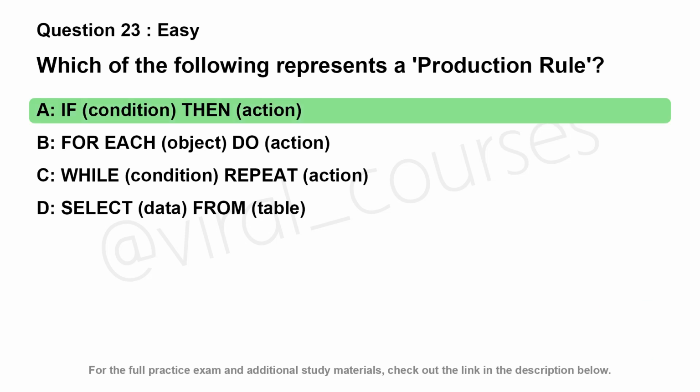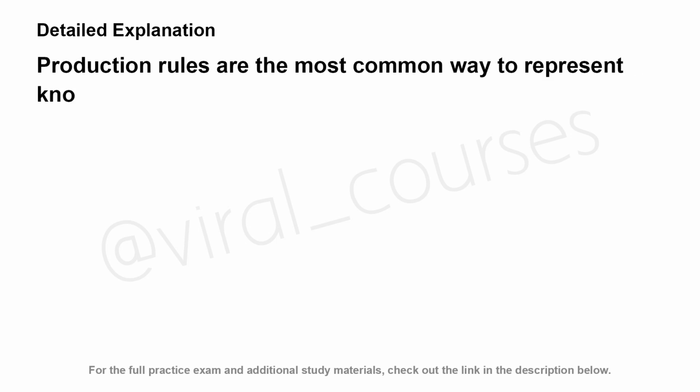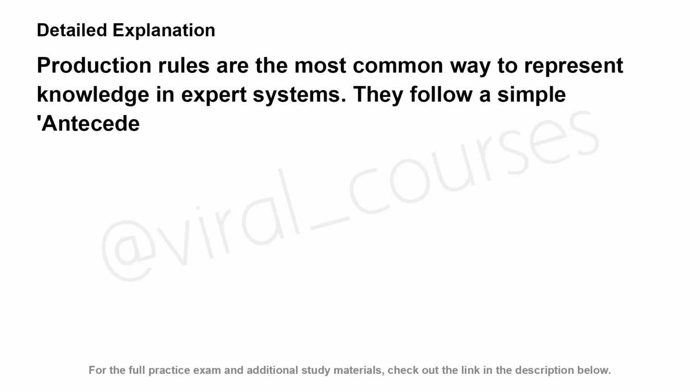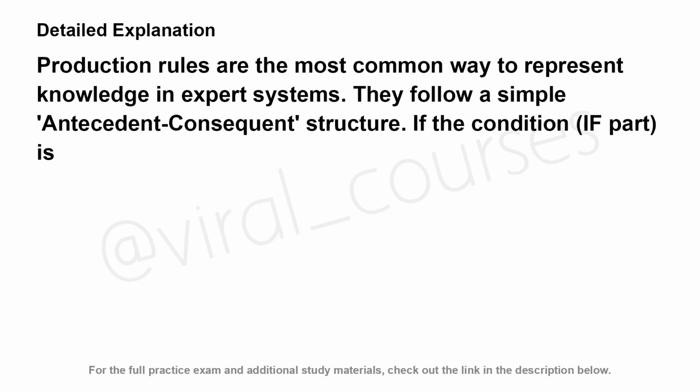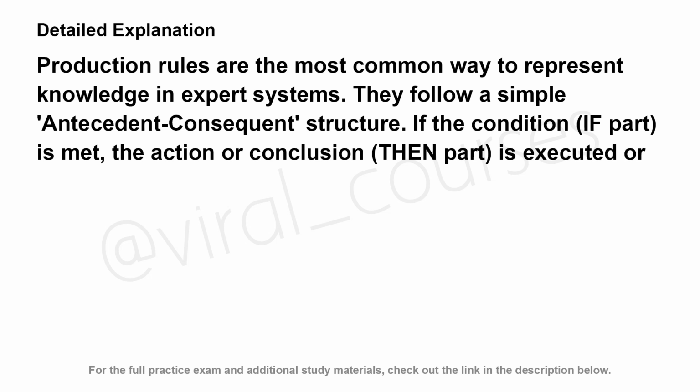The correct answer is A. Production rules are the most common way to represent knowledge in expert systems. They follow a simple antecedent consequent structure. If the condition, if part, is met, the action or conclusion, then part, is executed or added to the working memory.